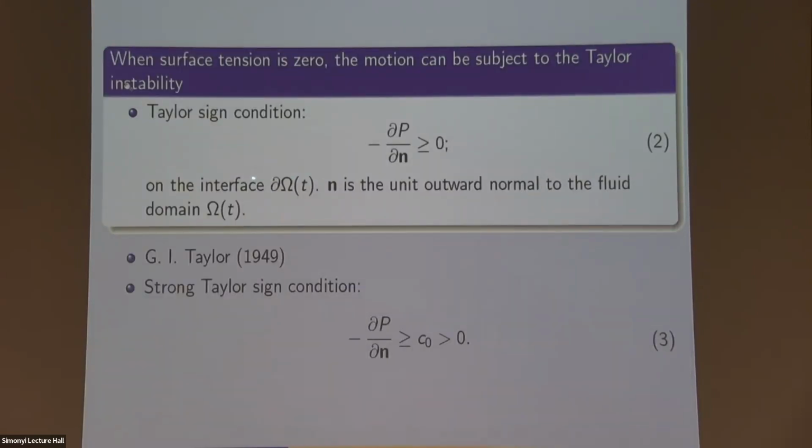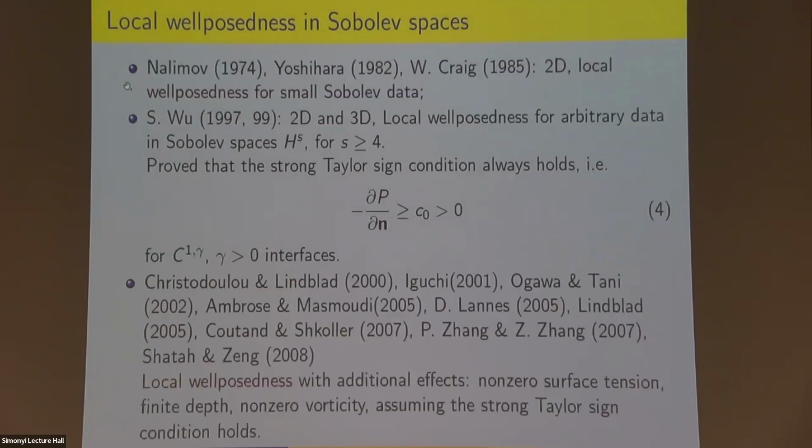It's well known that there is an important condition for this problem, which is the Taylor sign condition, which governs the stability of this problem. Basically, the Taylor sign condition says that if the lighter fluid is above the heavy fluid, then it's stable. If the heavy is above the lighter, it's unstable. So that's exactly what it means. That was formulated by G. I. Taylor in 1949. And the strong Taylor sign condition stipulates that you also have a positive lower bound. That's really just for mathematical convenience.